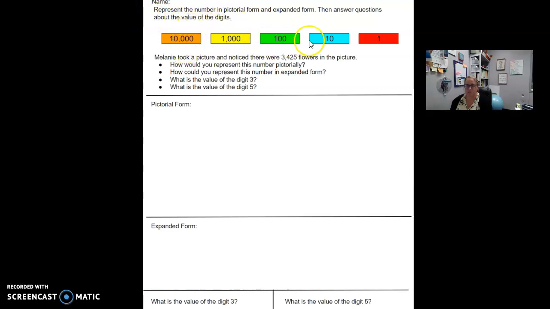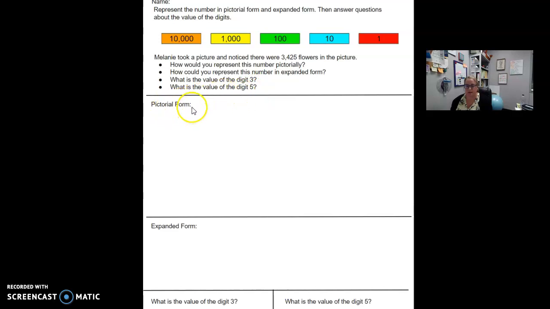So I have some place value discs here, ones, tens, hundreds, thousands, 10,000s. And we're going to use these when we get to the pictorial form. So here's what it says. Melanie took a picture and noticed there were 3,425 flowers in the picture. How could you represent this number pictorially? How could you represent this number in expanded form? What is the value of the digit 3? And what is the value of the digit 5?